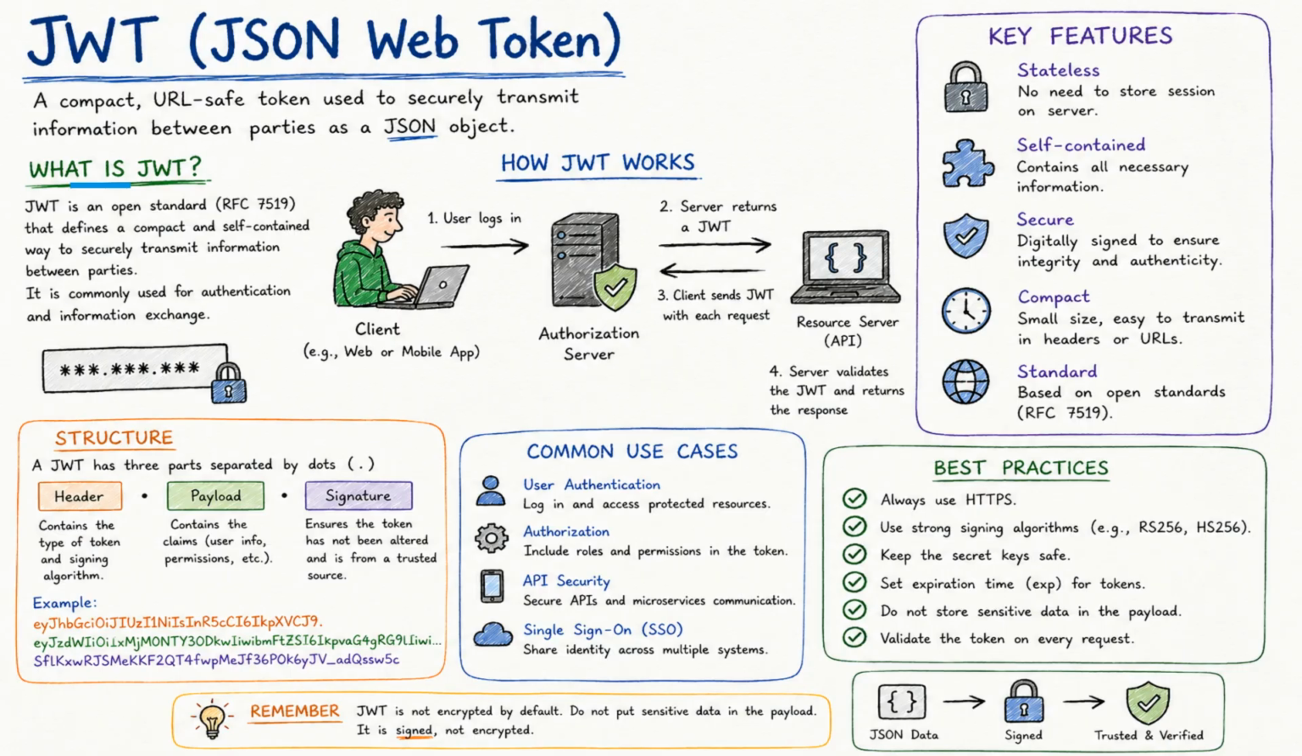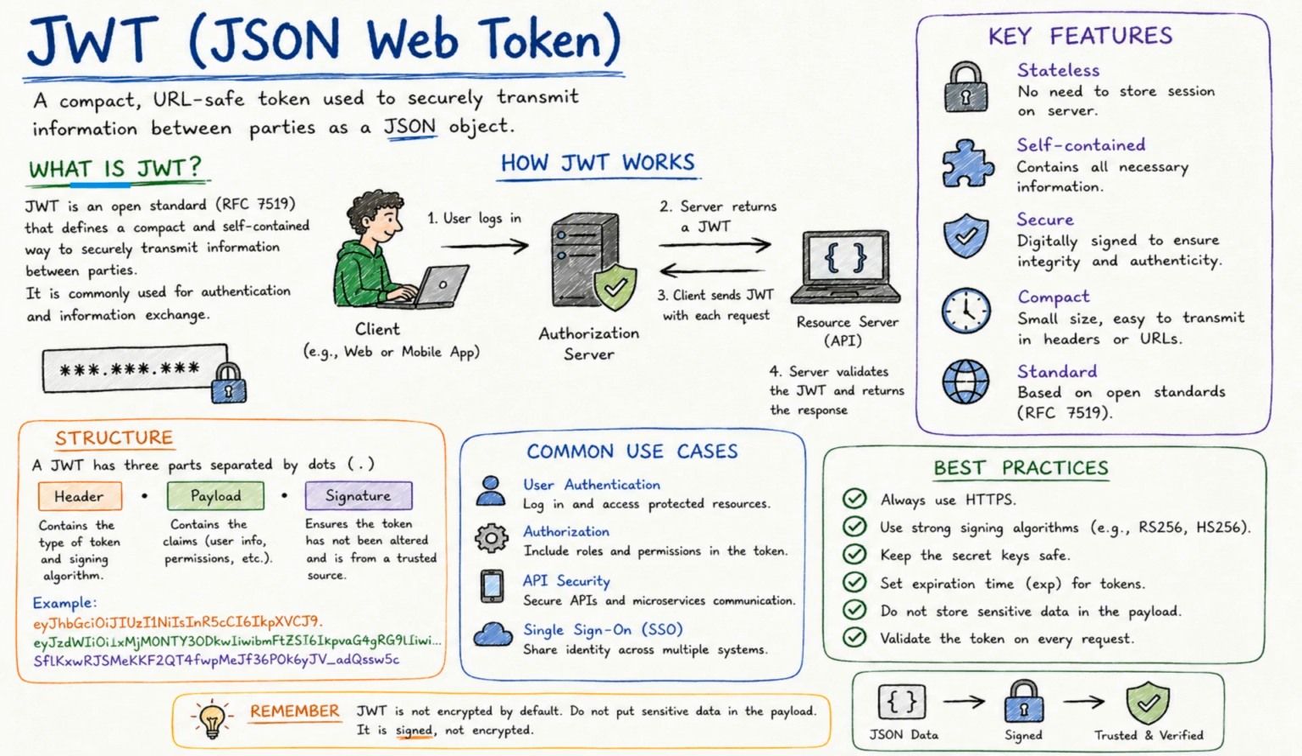This slide introduces JWT, or JSON Web Token, a secure way to share information between systems after a user has been authenticated. Unlike session authentication, JWT stores the user's identity and permissions inside the token itself, allowing servers to verify requests without keeping session data.